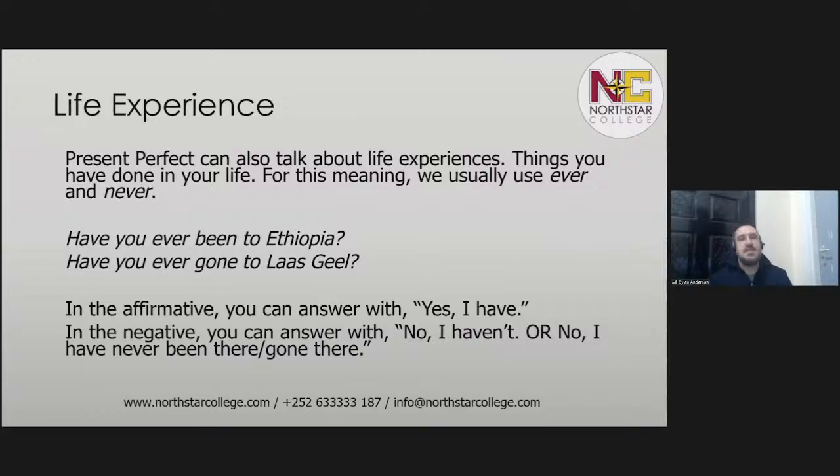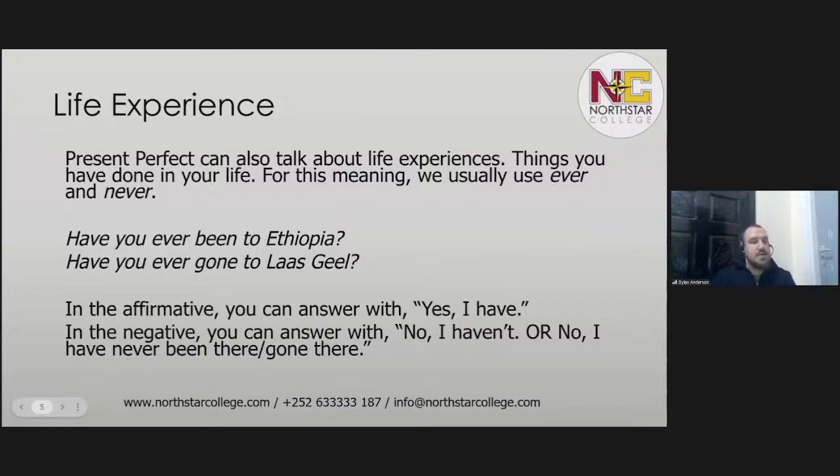Another meaning is life experience, something that you have done in your life. So present perfect can also talk about life experiences, things you have done in your life. For this meaning, we usually use the words ever and never. You've probably seen these words before, and this is the way that you use them for the most part. So, have you ever been to Ethiopia? I'm asking, in your life, have you done this thing? Have you been to Ethiopia? And then I can also say, have you ever gone to La Scale? Been and gone have pretty much the same meaning. So in the affirmative, you can answer with, yes, I have. In the negative, you can answer with, no, I haven't, or no, I have never been there. I have never gone there. So never is used in the negative here. Excellent.